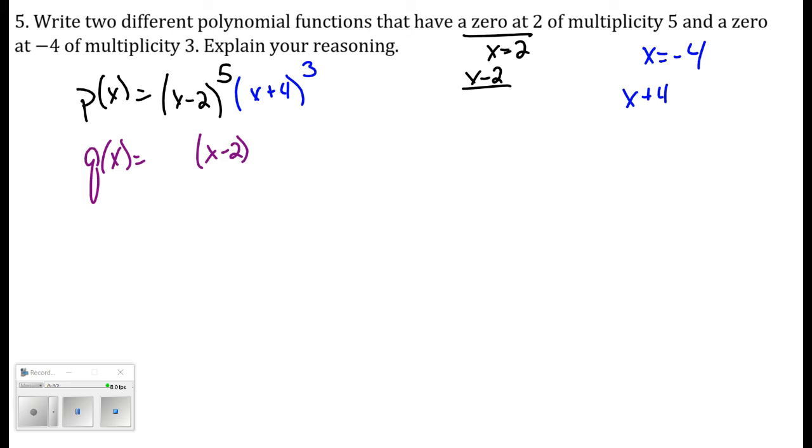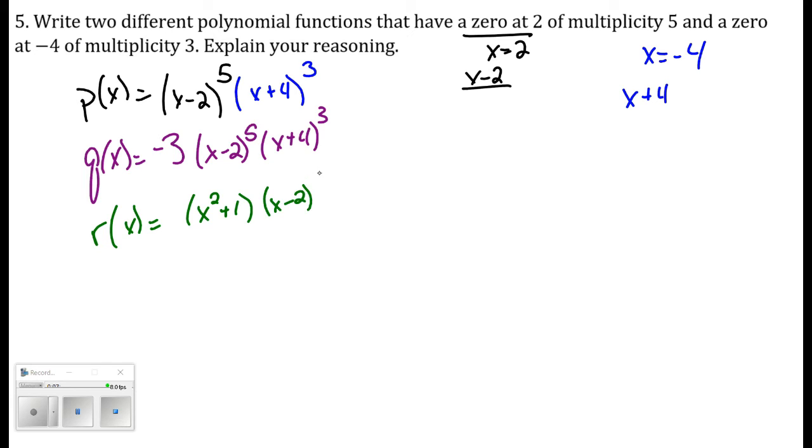So I'm still going to need this basic structure. But what I can do is change the leading coefficient. I can say this has a leading coefficient of negative 3. Could you have picked any number? Any non-zero number? Yes. Or, if you wanted to be sneaky, you could have said, well, I'm going to add in something like x squared plus 1, because we know that that doesn't have any real zeros. So this function also has those zeros.